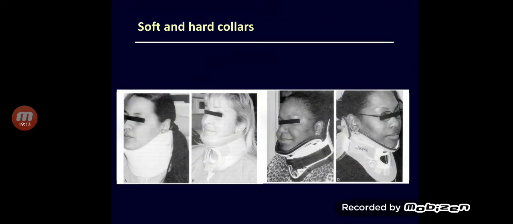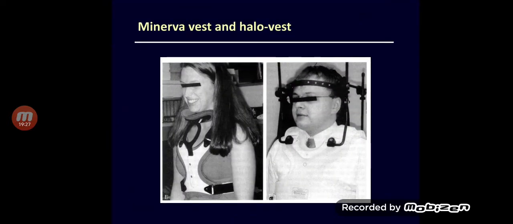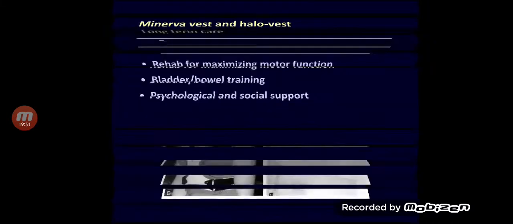Soft collars and hard collars are mandatory in cases where we suspect that the spine is unstable. However, they are not always sufficient, and they are especially used post-surgically. Minerva vests and halo vests may also be used in some cases.